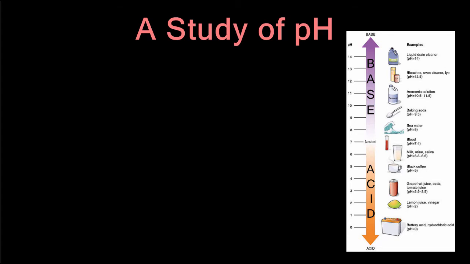In summary, the acids and bases that are closest to neutral are weakest. The farther away from neutral that they get, the stronger they are.